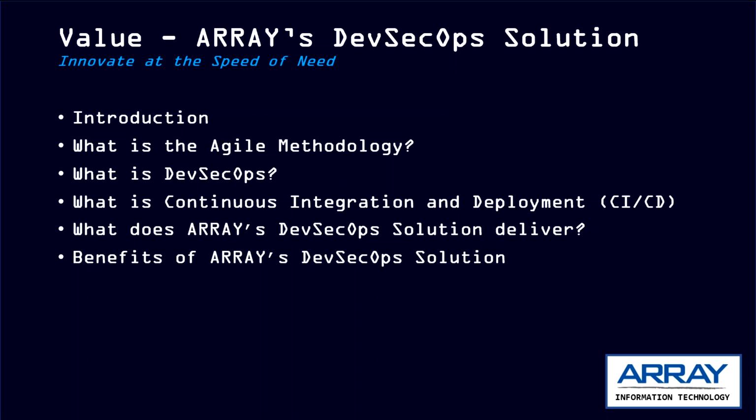Before we do that, I just want to set up a couple things here. We're going to talk really quickly about the Agile methodology. What is DevSecOps in general, right? For people that might not know, what is continuous integration deployment? A little bit different than DevSecOps, but very important as well, and it feeds into the array solution and why our solution is so powerful. And then what does our solution deliver? And then finally, we're going to talk about some of the benefits, right? So let's start with the Agile methodology real quick.